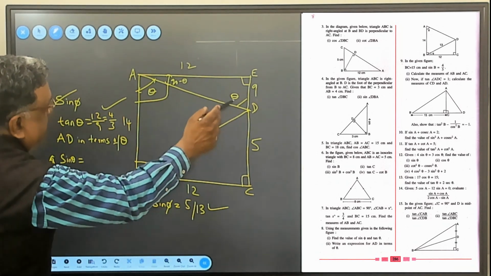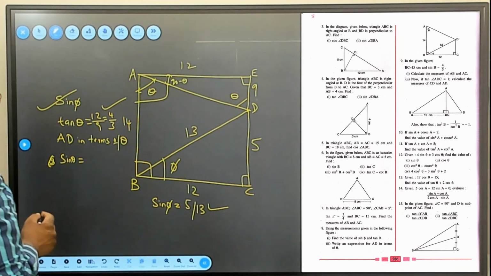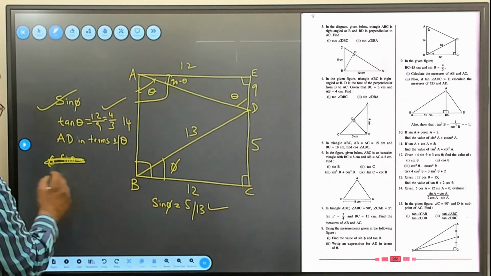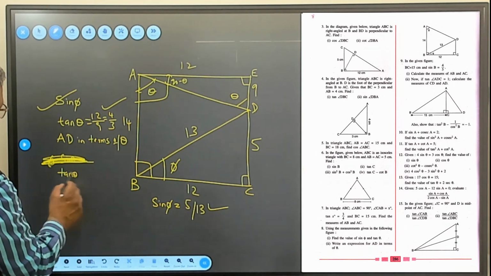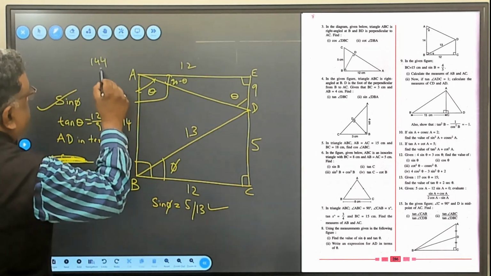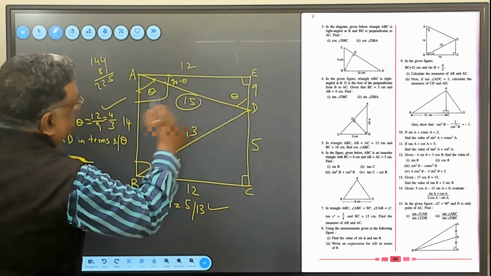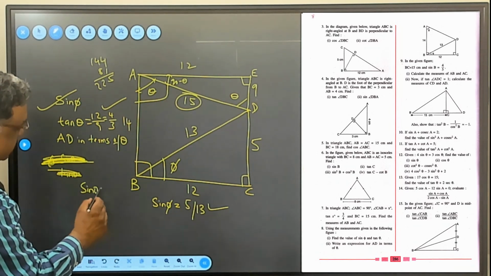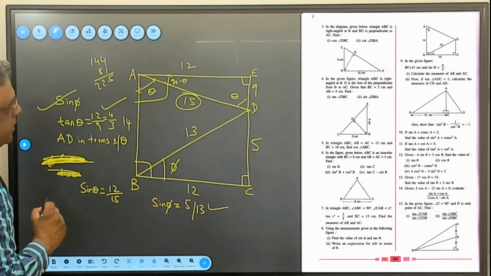Sine theta is opposite upon hypotenuse. I will write it as tan theta only. Let us apply Pythagoras theorem here also. 144 plus 81 is 225, so this becomes 15. Now if I apply sine theta, sine theta is opposite, that is 12 upon 15.